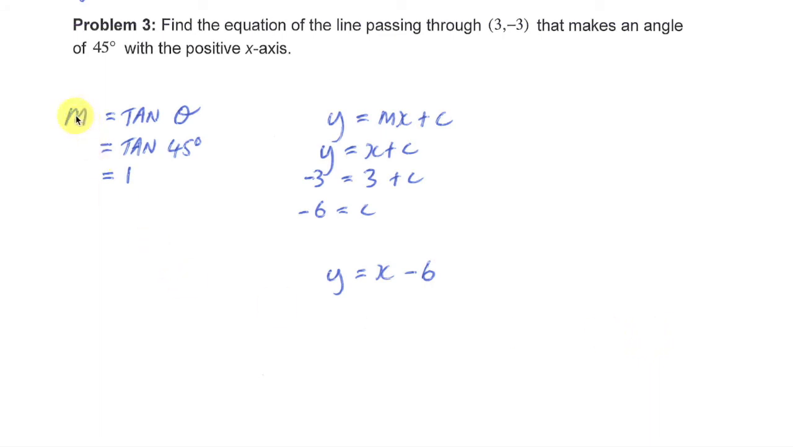So from the previous work we've done this year, m, the gradient, is equal to tan theta. Theta has been set for us as being 45 degrees. If we evaluate tan of 45 degrees, we'll get 1. So I know that my gradient is 1.